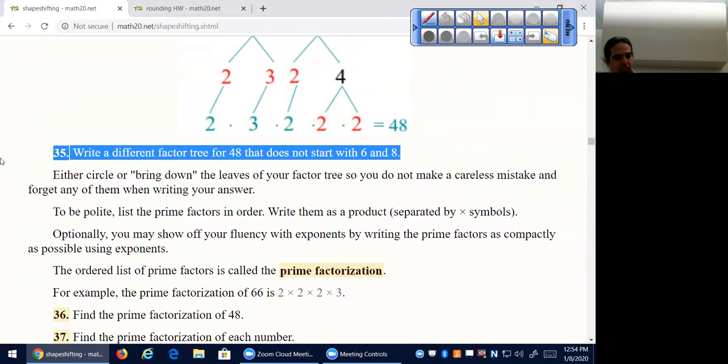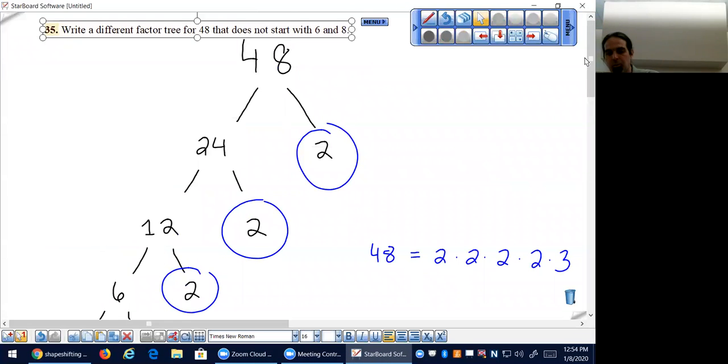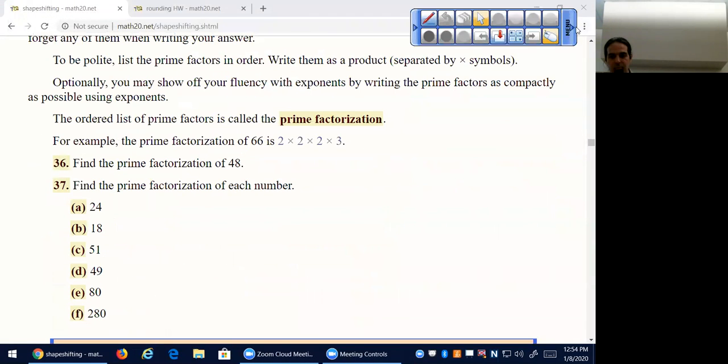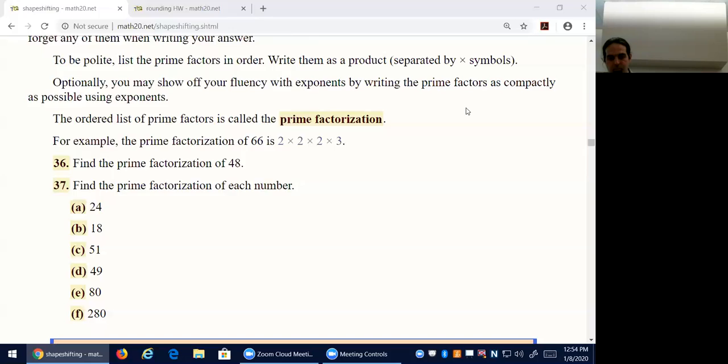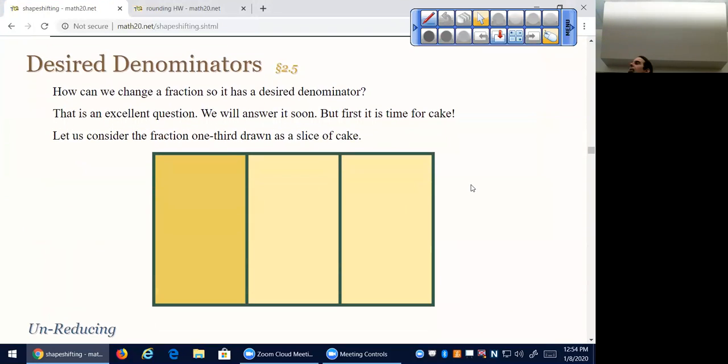Should we do more examples of factor trees, or are people okay? Okay, let's wait till we're actually using. Okay, onward to fractions. All the stuff about factors was building up to fractions, so let's do that.